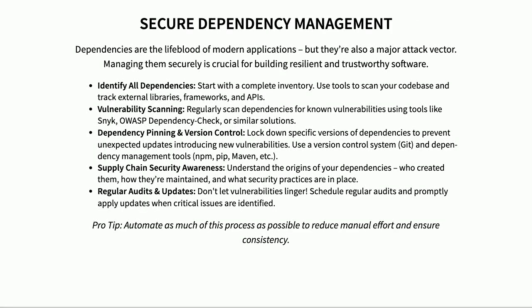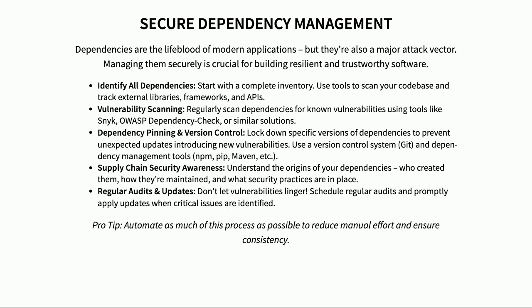Okay, let's talk about keeping your applications safe by managing their dependencies effectively. Think of dependencies as the building blocks of your software. They're what make things work. But those building blocks can also be a weakness if they aren't properly secured. The first step is simply knowing exactly what you're using. So, we need to identify all your dependencies, everything from libraries and frameworks to external APIs. Then, it's vital to regularly check these components for known vulnerabilities, using tools that automatically scan for problems.